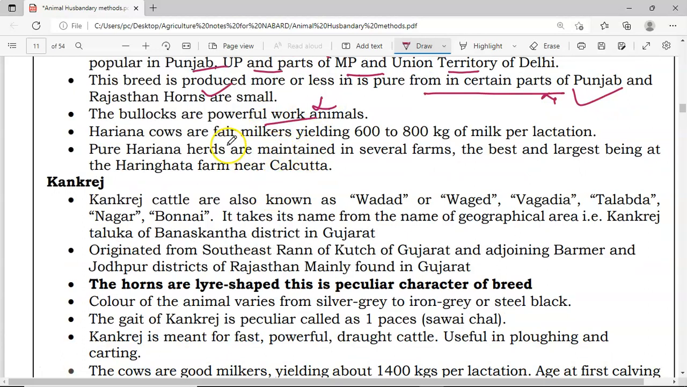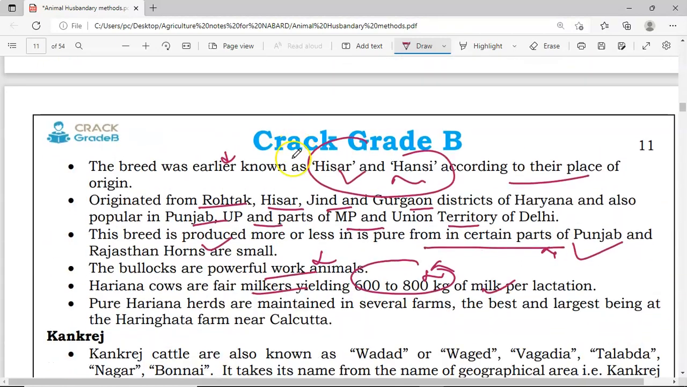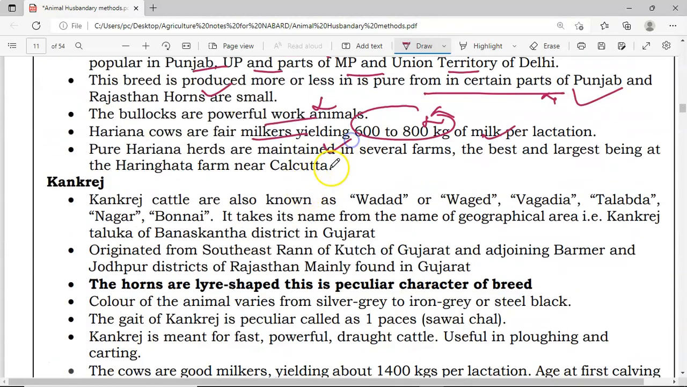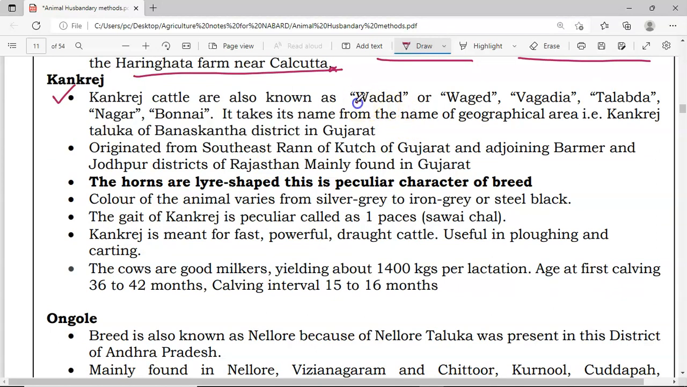Haryana cows are fair milk yielders, yielding about 600 to 800 kg of milk per lactation. So the milk quality is not very high, but it is a dual purpose breed with high resistance. These pure Haryana herds are maintained on several farms, the best and largest being the Haringhata farm near Calcutta.